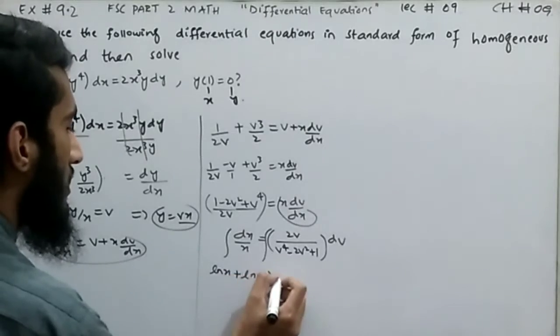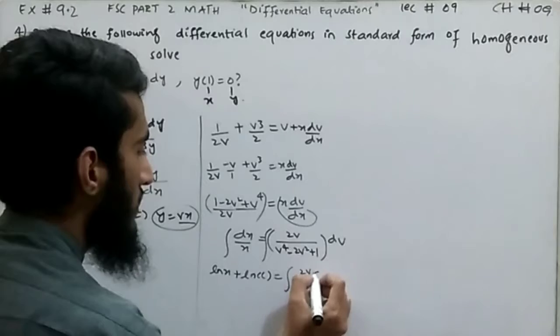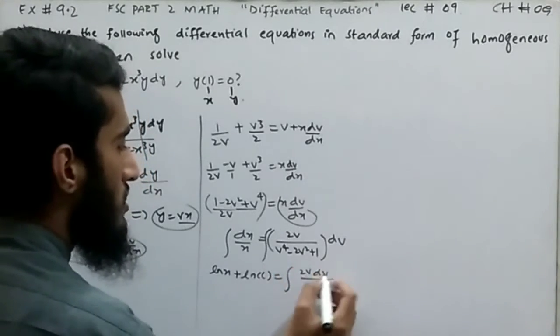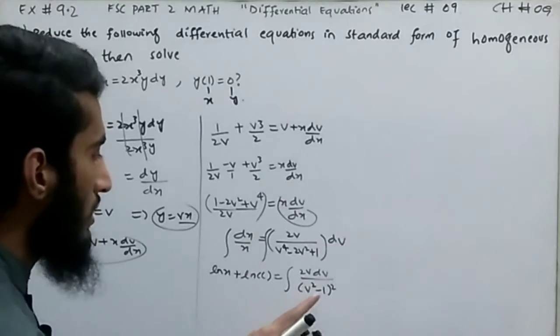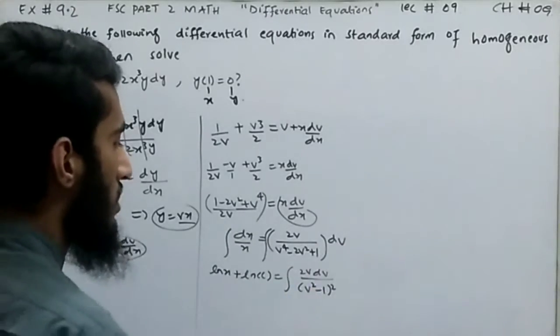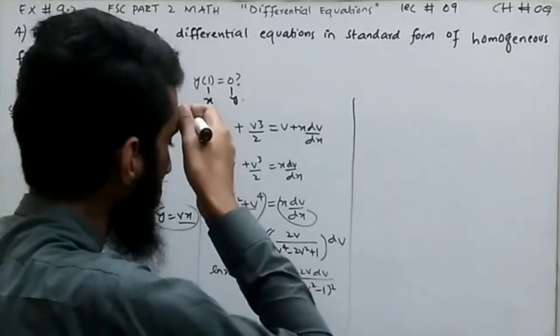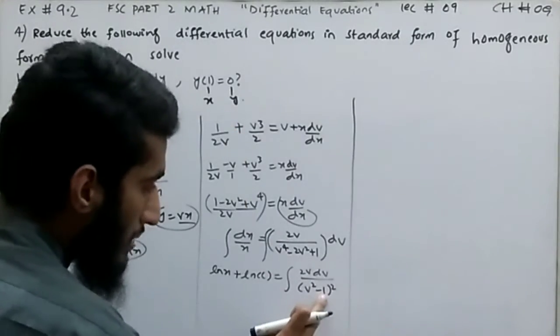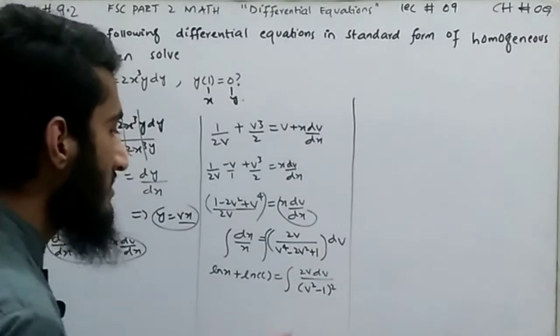of c is equal to the integral of 2v dv divided by v power 4 minus 2v square plus 1, which can be written as v square minus 1 whole square. This is a formula: v power 4 plus 1 and minus 2v square. Furthermore, over here I can solve this through the substitution method. Over here the derivative of v square minus 1 is 2v dv, which is present in the numerator.